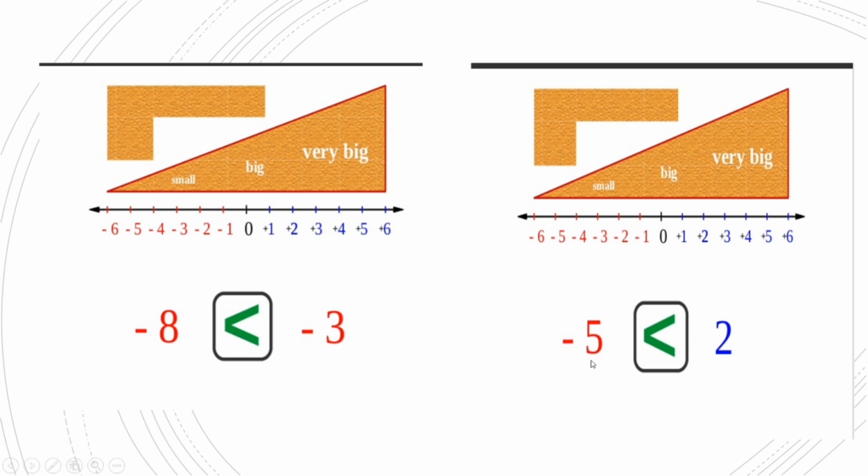Here we are comparing a negative number with a positive number. Here on the number line we can see this negative number lies towards the left side of the positive number. So -5 is less than 2. Always the negative integers are less than positive integers.